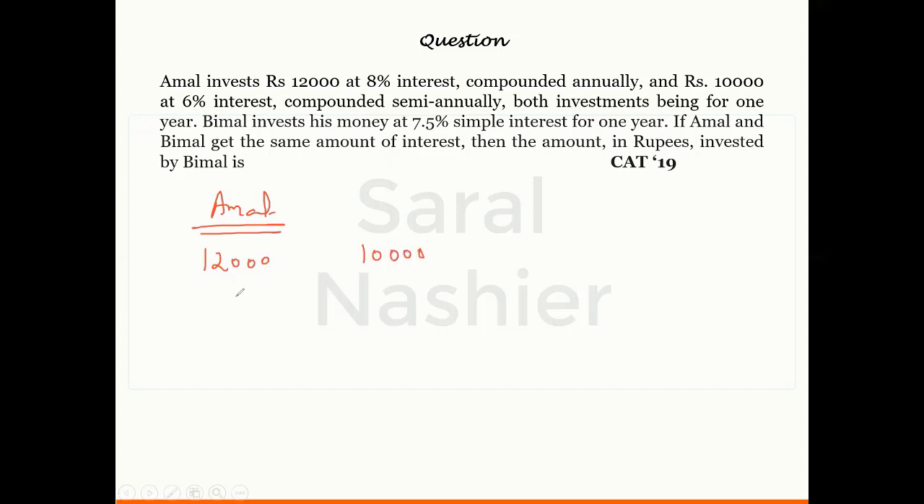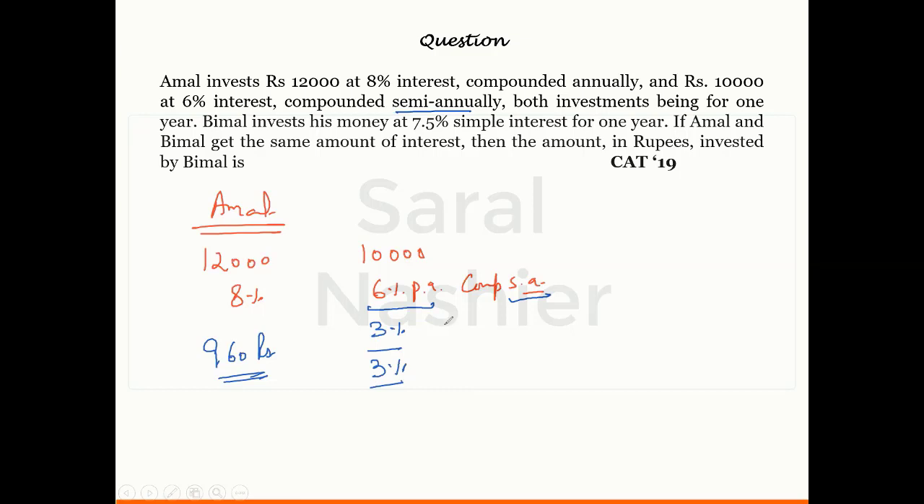In the first scheme, he's getting 8% interest compounded annually. In the second one, he's getting 6% per annum, but compounded semi-annually. So in the first scenario, he gets 8% of 12,000, which is equal to 960 rupees as interest. In the second scenario, he is compounding semi-annually. So when you are doing it semi-annually at 6% per annum, you'll get 3% in the first 6 months and 3% in the next 6 months.